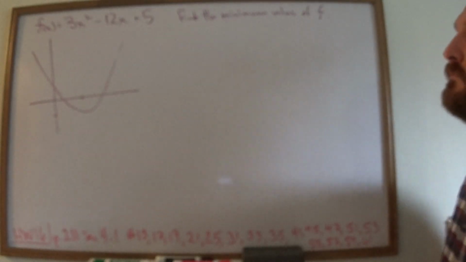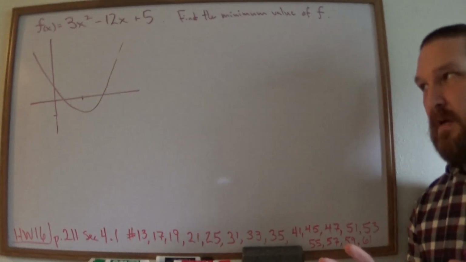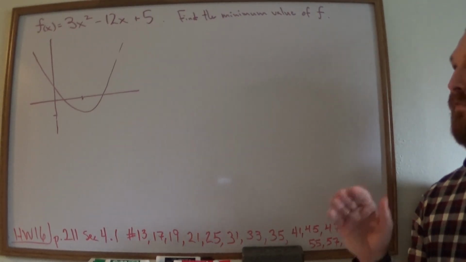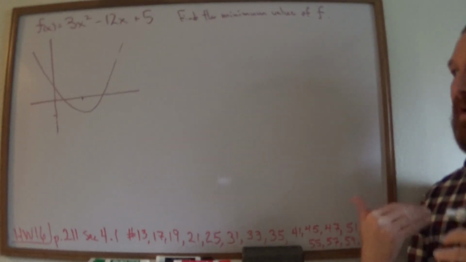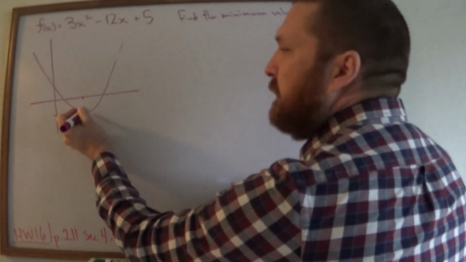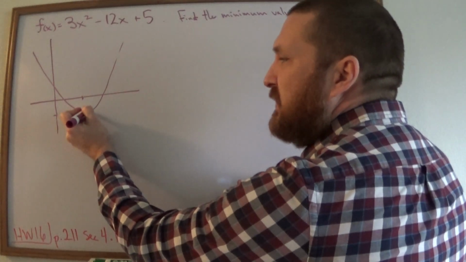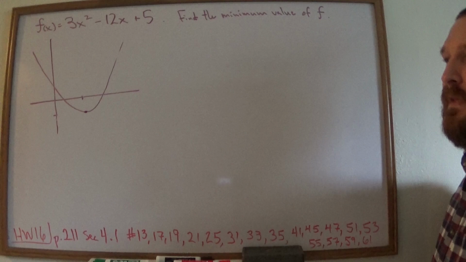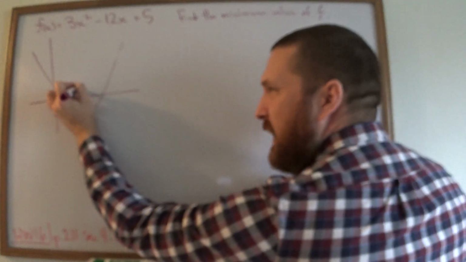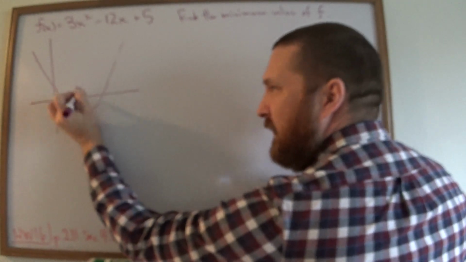Up until this point, the only type of object that we could find a minimum or maximum value of is a parabola. That's because of the way we've treated parabolas: we have this vertex right there. Noah, where does this vertex occur? Negative b over 2a. Let's just remember why that's the case.